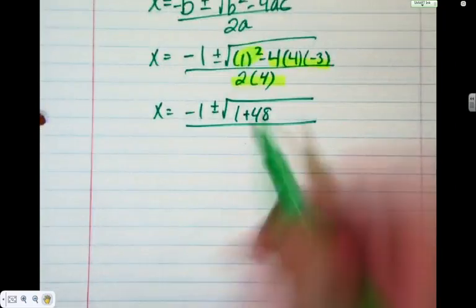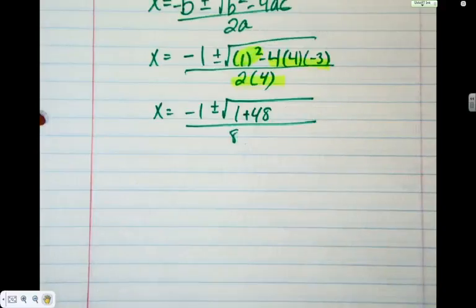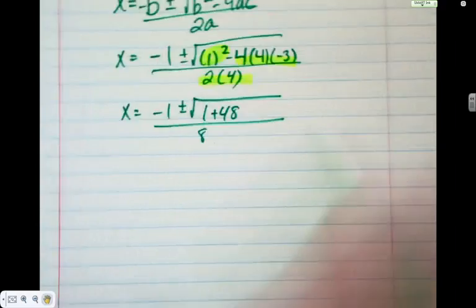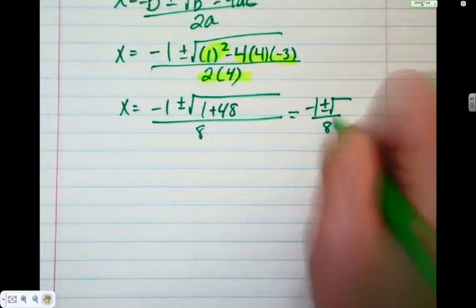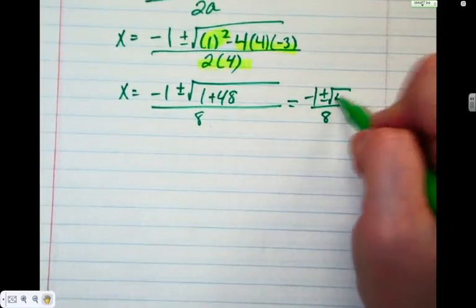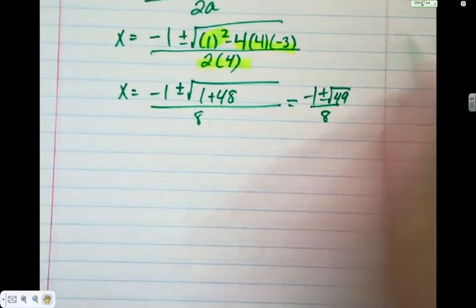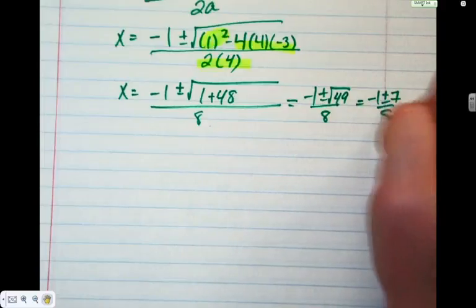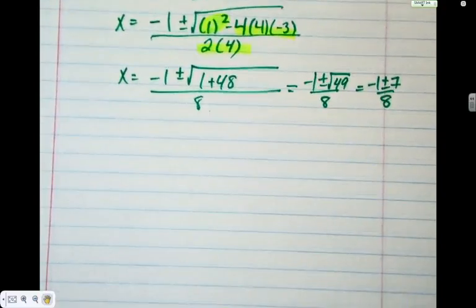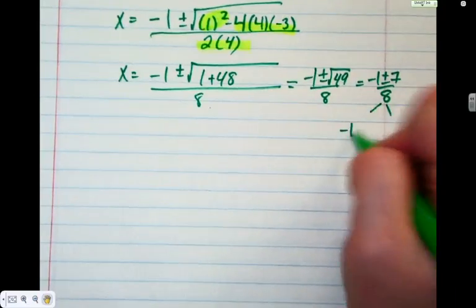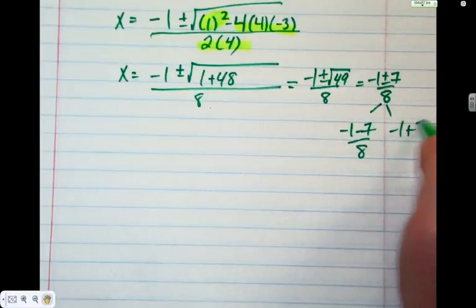On the bottom, now what would you like to do? Not quite. We're not quite done yet. Yeah, we want to split these into the two answers. So negative 1 minus 7 over 8, negative 1 plus 7 over 8.